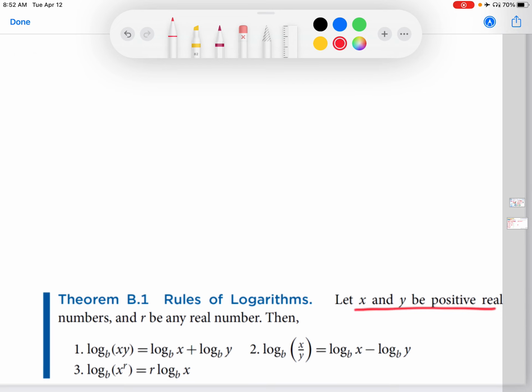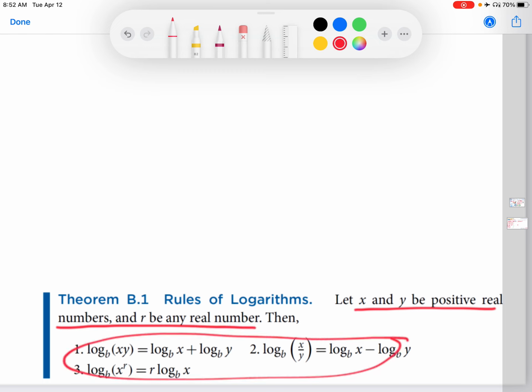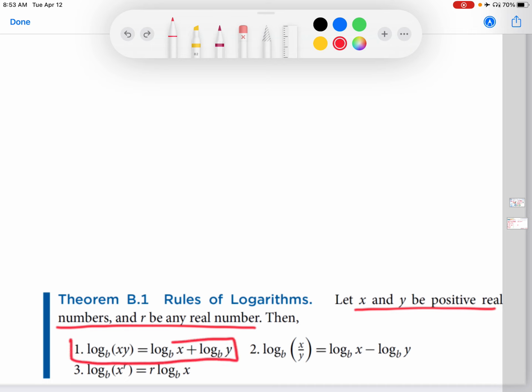And this is all the domain stuff. Suppose x and y are positive real numbers and r could be any real number. Then there are 3 basic rules of logarithms. There are a few more. I would call them non-basic, but there are a few more like change of base in the logarithm, for example. The rule that we're going to use here is, first of all, number 1. Why? Because number 1 says that when you have the logarithm of a product, it turns into the sum of the logarithms of each argument.